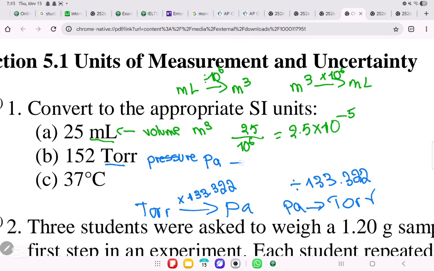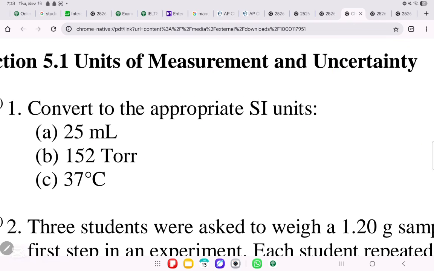So we're moving from torr to Pascal. That means I need to multiply. It will be now 152 times 133.322 Pascal. This will give me my answer, which is approximately 20,265 Pascal. That's it for part B. Now we'll move on to part C.